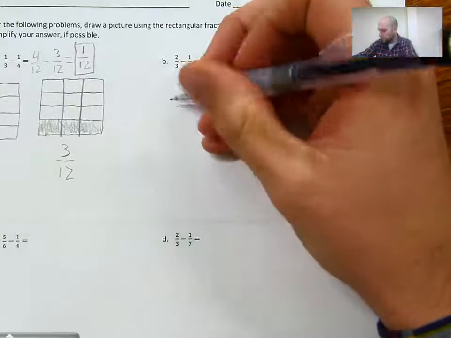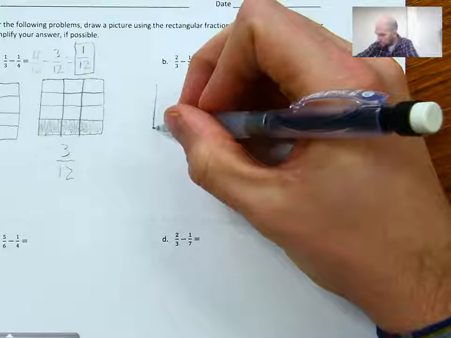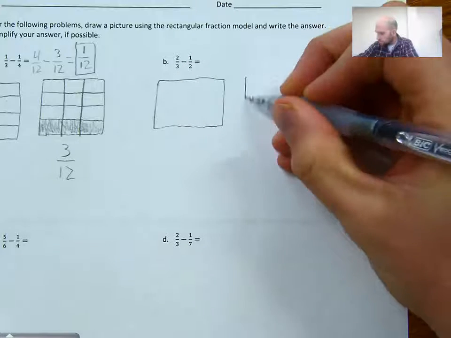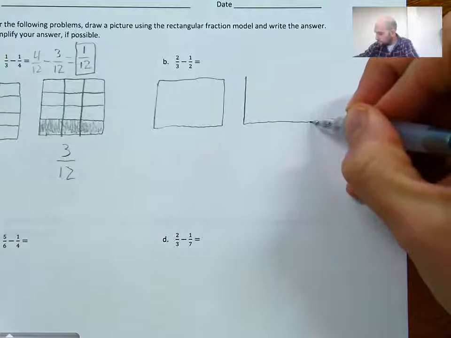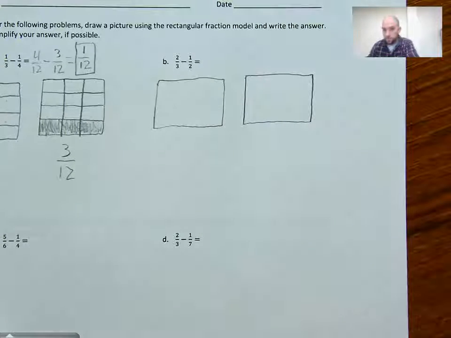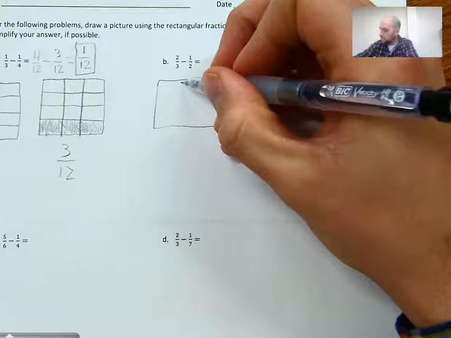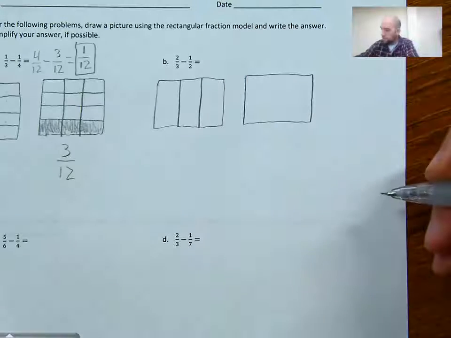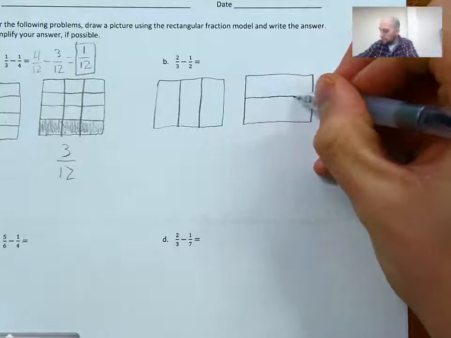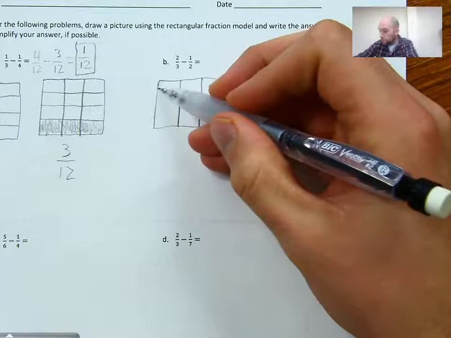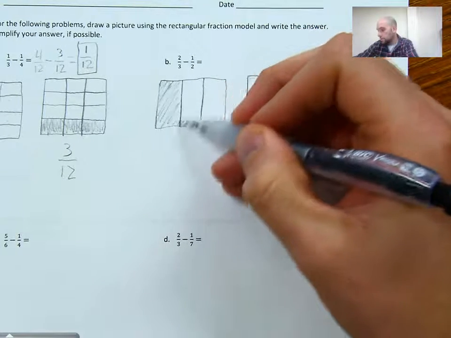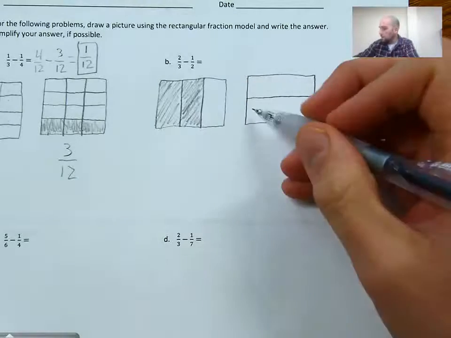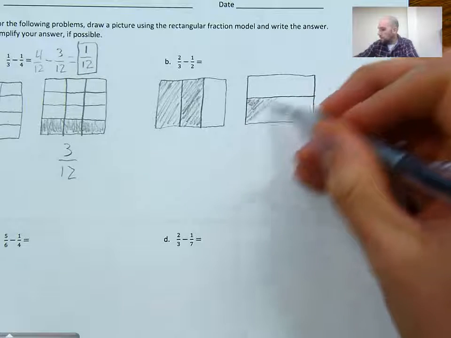Letter B. Draw rectangles again. My first rectangle is going to be split into thirds. My second rectangle is split into halves. I have 2/3 now on this rectangle. Shade those in, need 2 of them. And then just 1/2 over here on the right.